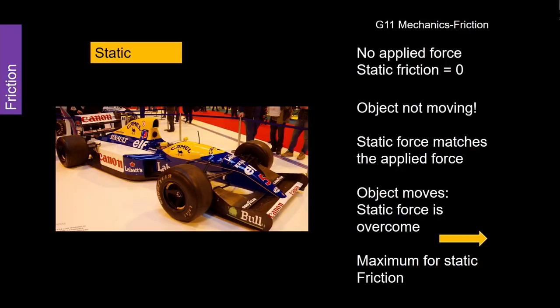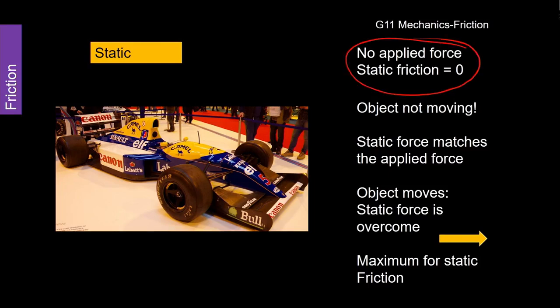So I want to use that example today. So if you look on my screen, you will see this Formula One car that's sitting here. Now, this thing is just sitting there. There is no one pushing it. There is no applied force. And because there's no applied force, there is no friction.